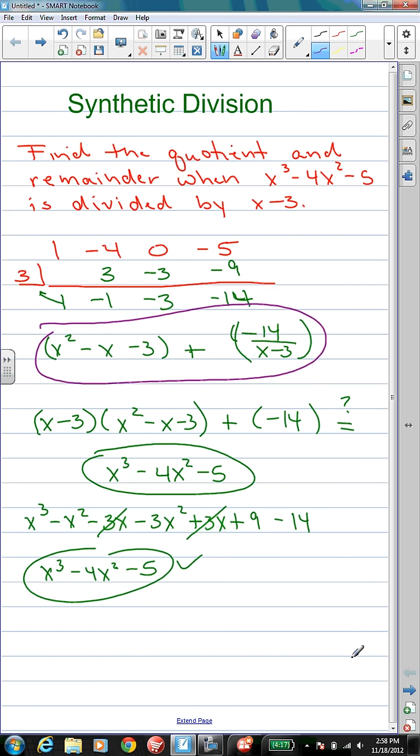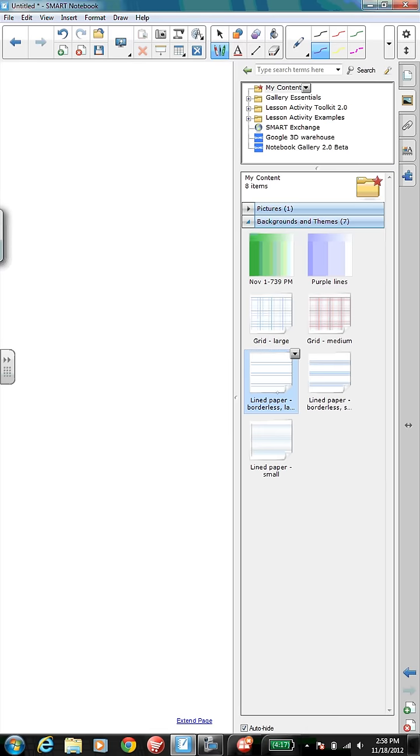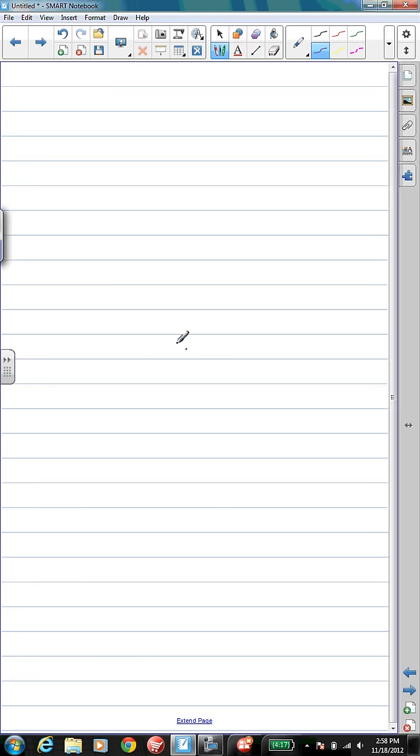Let's do, let me get a lined page here. 2x to the 5th plus 5x to the 4th minus 2x cubed plus 2x squared minus 2x plus 3.